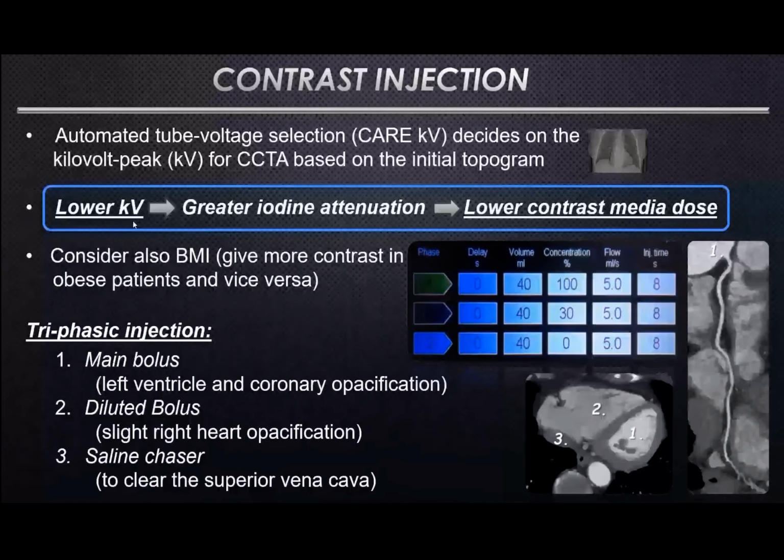Regarding the amount of contrast media, you should also consider the body mass index, because in very obese patients you may give 10 milliliters more contrast, and vice versa. In a very lean patient, you should reduce the amount.